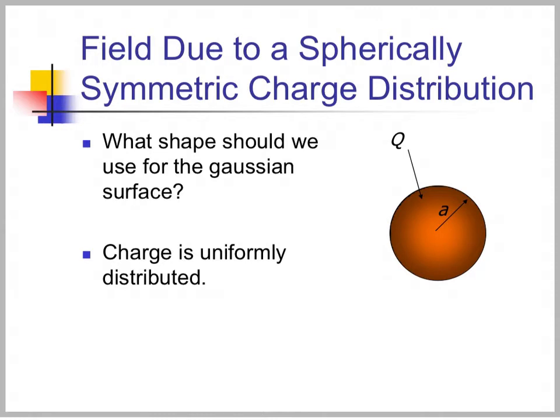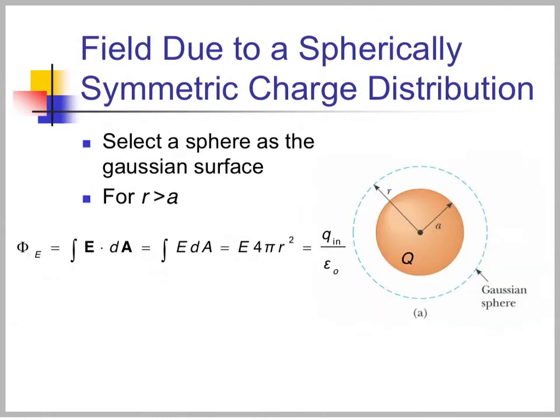All right, do you have your surface in mind? Let's see. We're going to choose a sphere for the Gaussian surface. All right, so we know the flux is the integral of E dot dA.